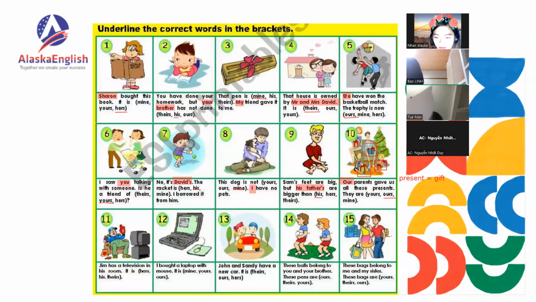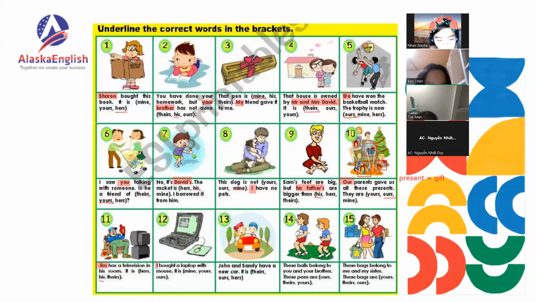Tuiman. Jim has a television in his room. It is his. Good. Next one. Very good. How about number 12? Let's hear it from Baoling.